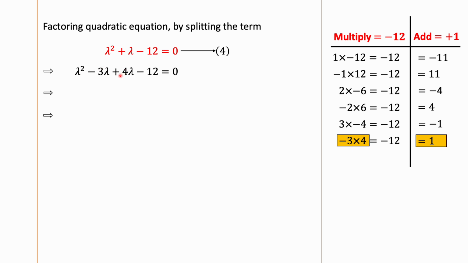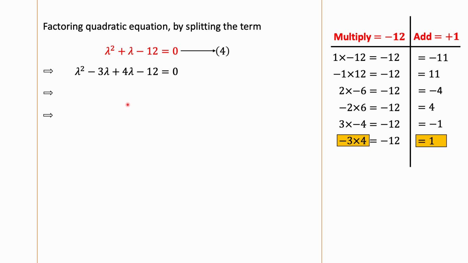You got the point? So the full equation is lambda square minus 3 lambda plus 4 lambda minus 12 equal to 0. Let me show it here. Here I have lambda, plus 1 lambda, and I am splitting it as minus 3 lambda and plus 4 lambda. Minus 3 lambda plus 4 lambda is equal to lambda. So I have used the splitting the term approach here.